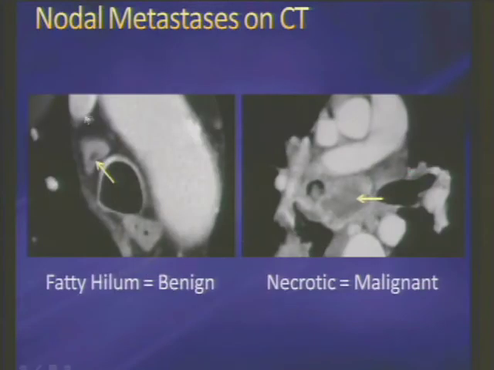These examples illustrate fatty hilum here. It's a relatively prominent lymph node, but is benign. Over here on the left, you can actually see the endobronchial lesion, but this subcarinal lymph node, very heterogeneous, not fat, necrosis, malignant.